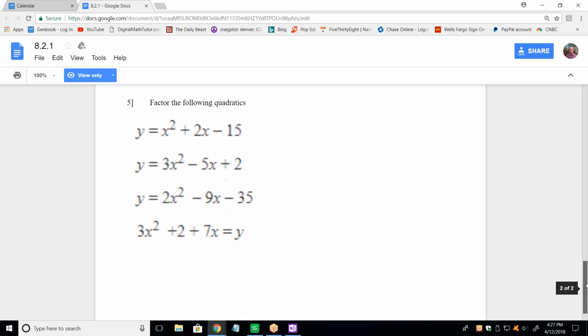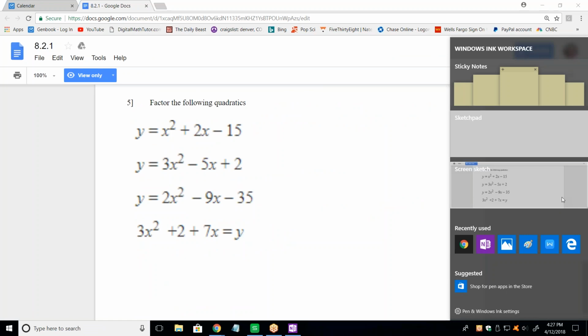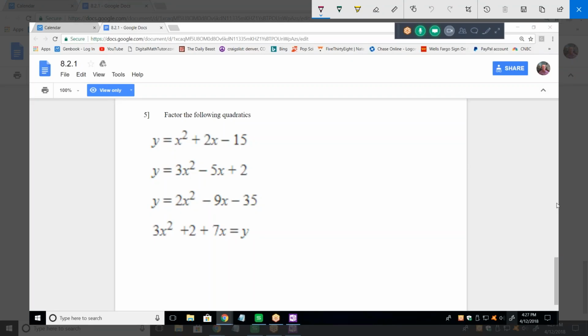Oh, good. Factoring. As I've always said, one can never get too much practice factoring. Yes. Now we've got one easy one.